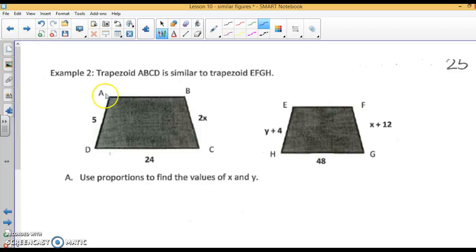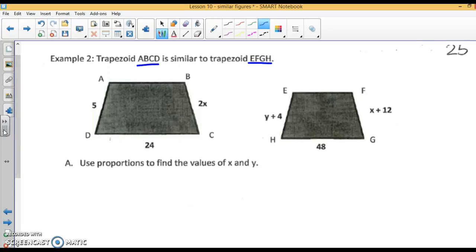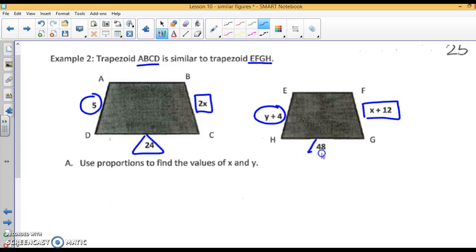Trapezoid ABCD is similar to trapezoid EFGH. When you read the directions, you need to make sure that the diagrams are set up exactly the same. ABCD, EFGH, so they are relative to each other. Use a proportion to find the values of x and y. So I'm going to circle the 5 and the y plus 4, because those are in corresponding spots. I'm going to put a box around these two, and I'm going to put a triangle around these two.